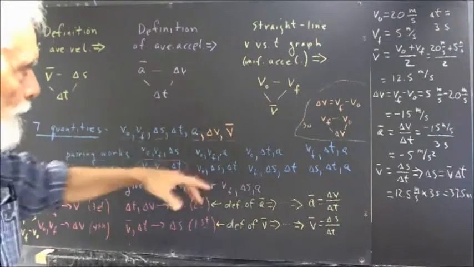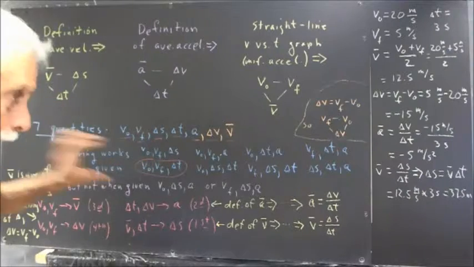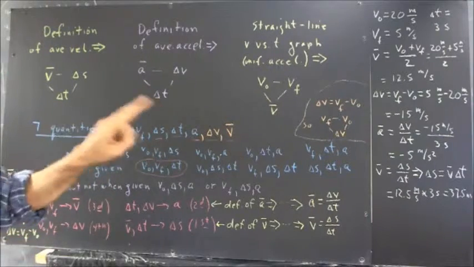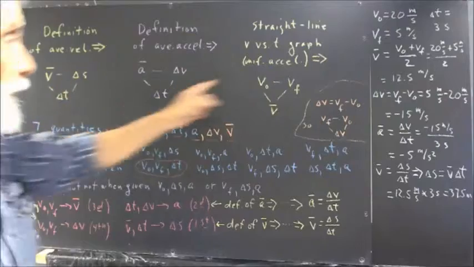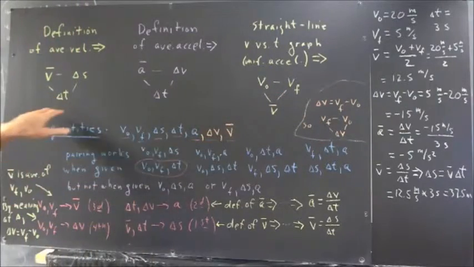So, in each of those lines of reasoning, we paired up 2 quantities in one of these triangles and found a 3rd quantity that we didn't know.